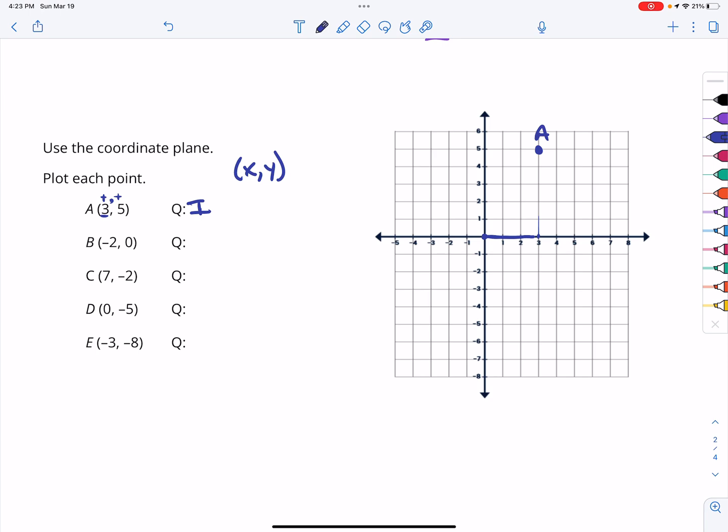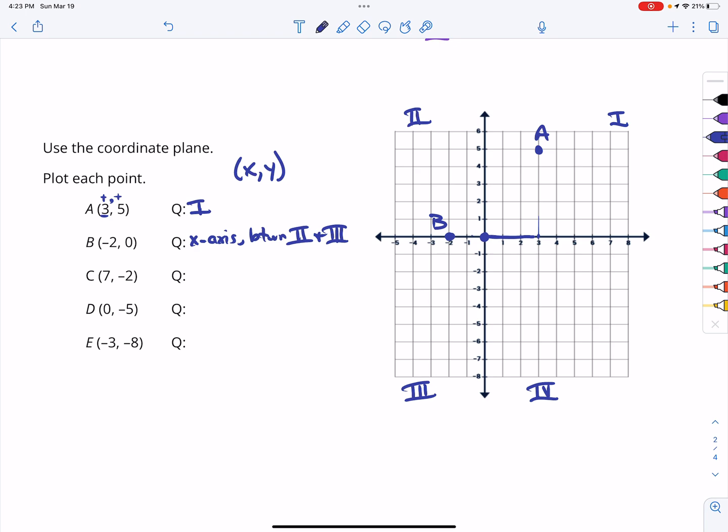Point B is (-2, 0), and so this one's not going to be in any particular quadrant, because it's going to be on the axis. So I'm going to plot that point B, and it's negative 2, so starting at the origin, I'm going to have to go left this time, 2, and because my y value is 0, I have no vertical distance traveled. So point B is on the x-axis, and that's between quadrants 2 and 3. So again, this is quadrant 1, quadrant 2, quadrant 3, quadrant 4.